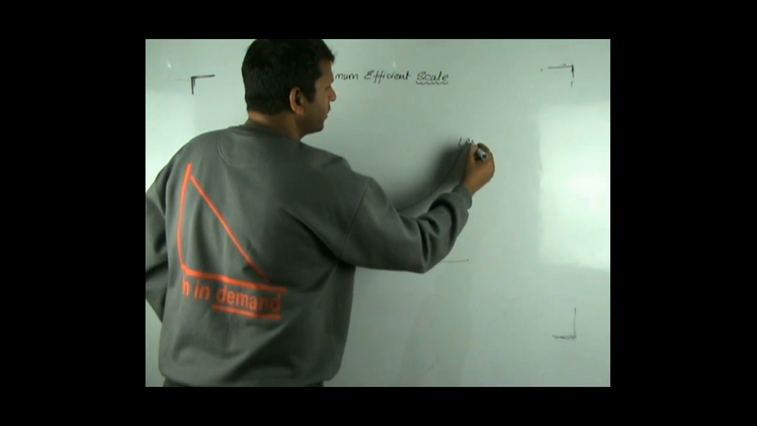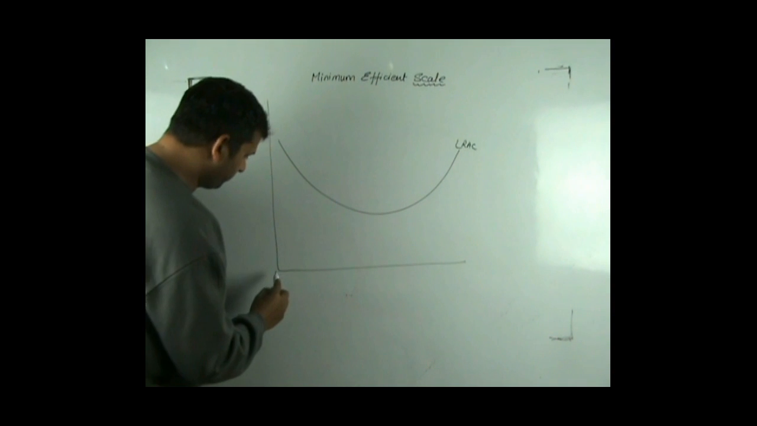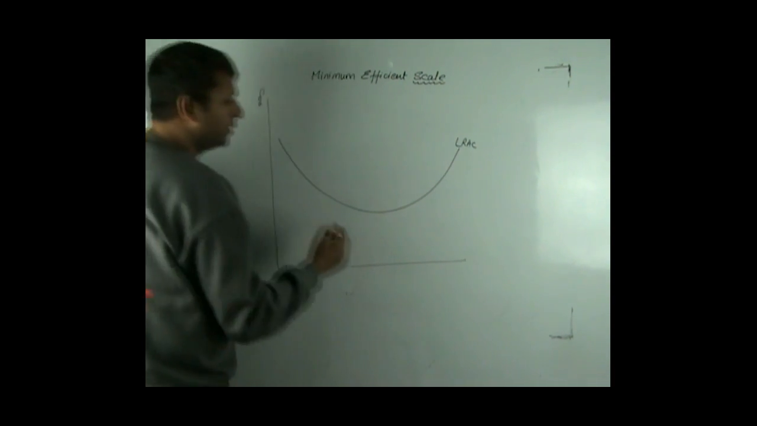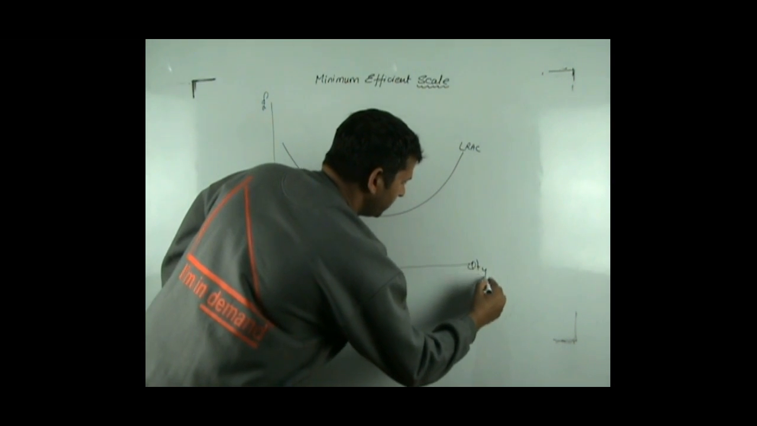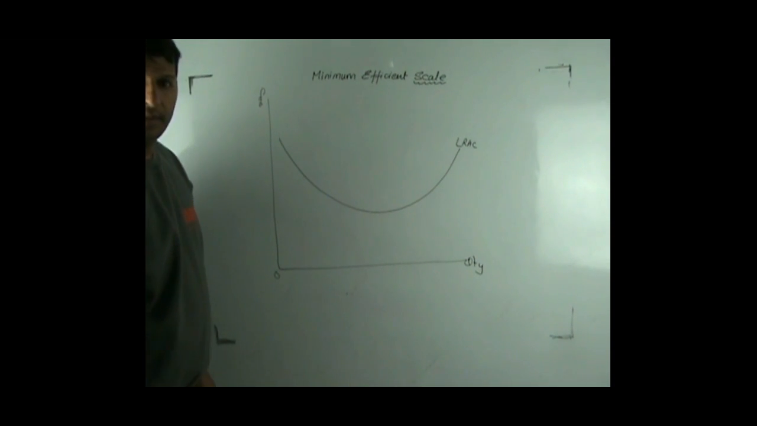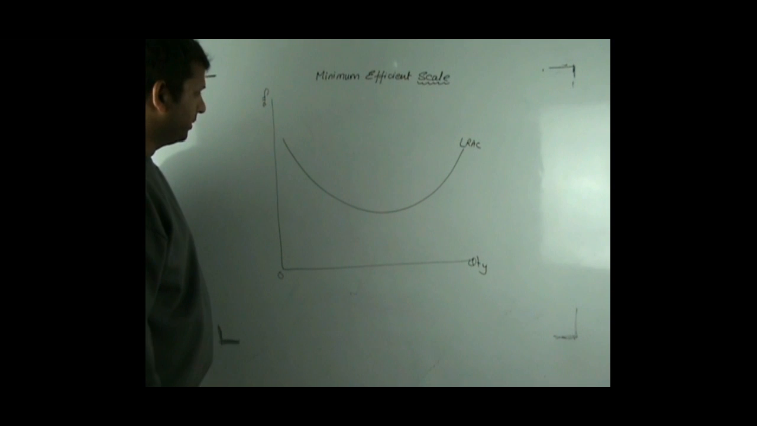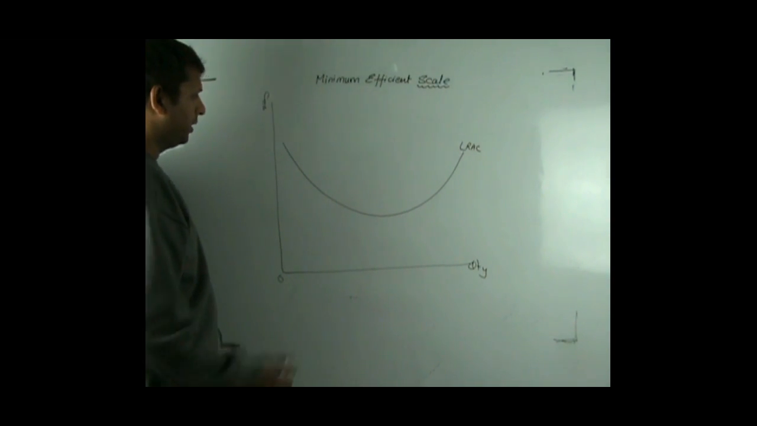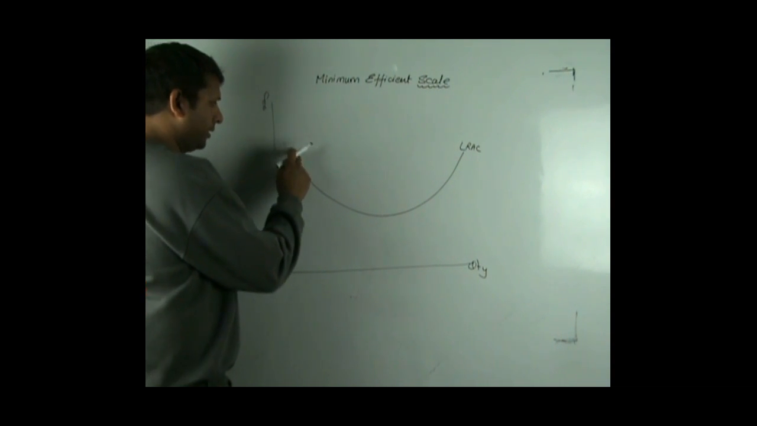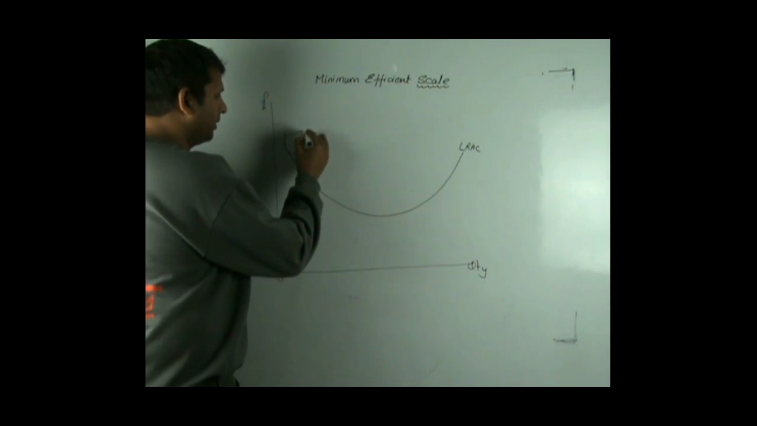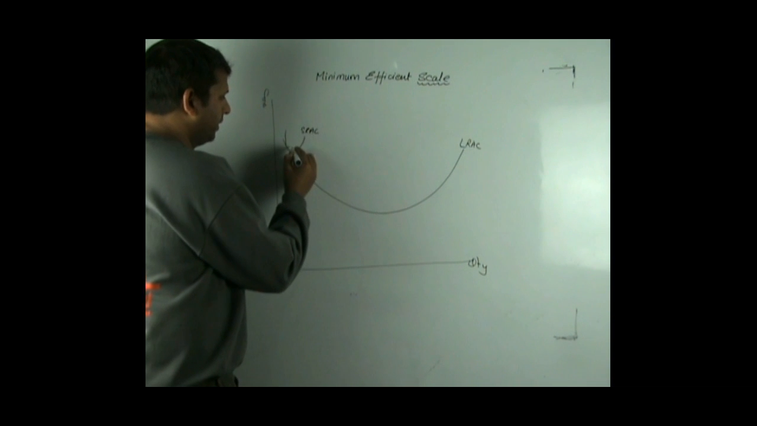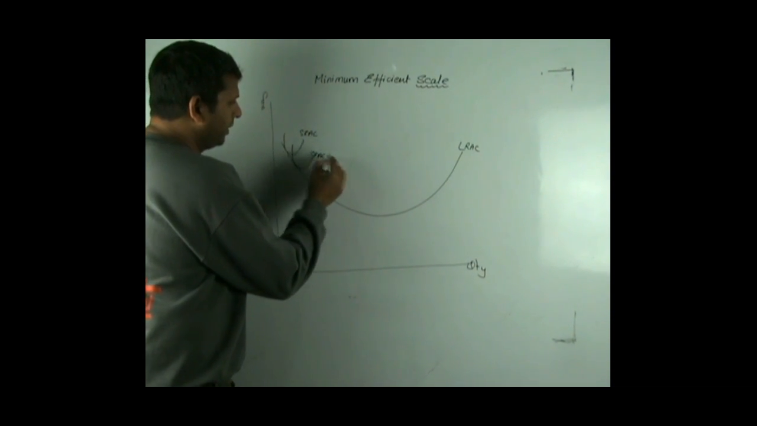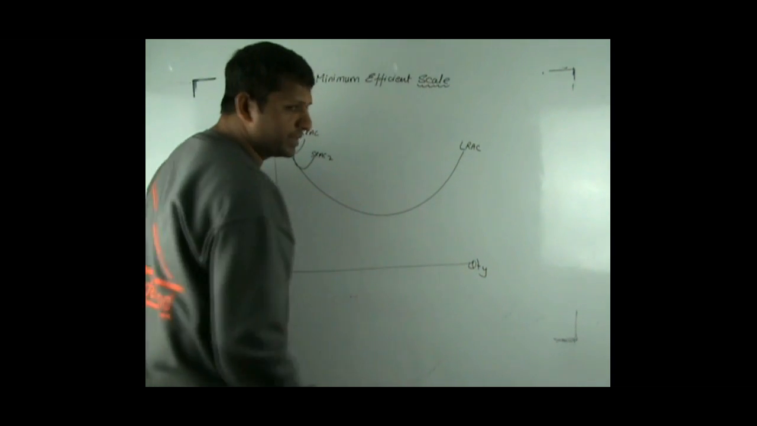So, long run average cost curve, LRAC. Pound on the vertical axis, quantity on the horizontal. And what the firm is doing is obviously increasing both the fixed factor and the variable factor, and they're moving down the LRAC curve.